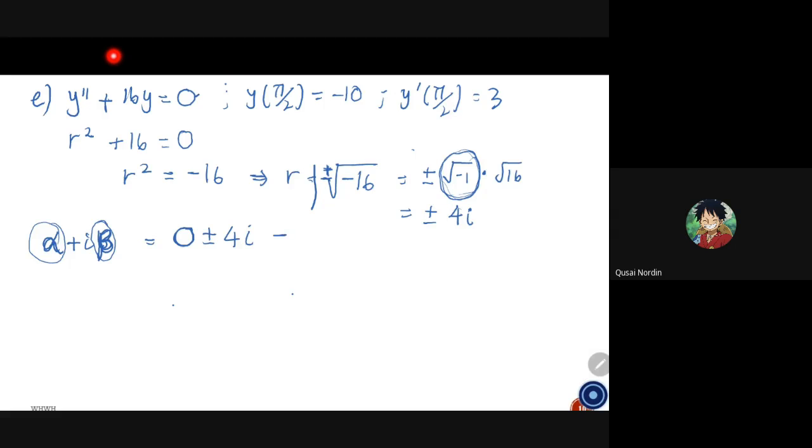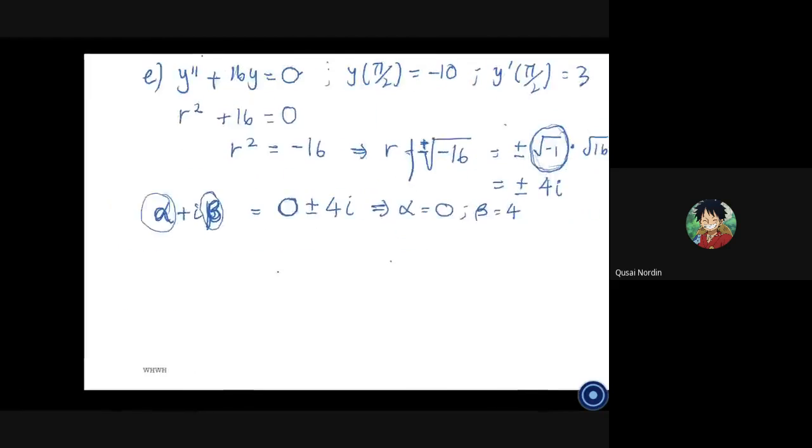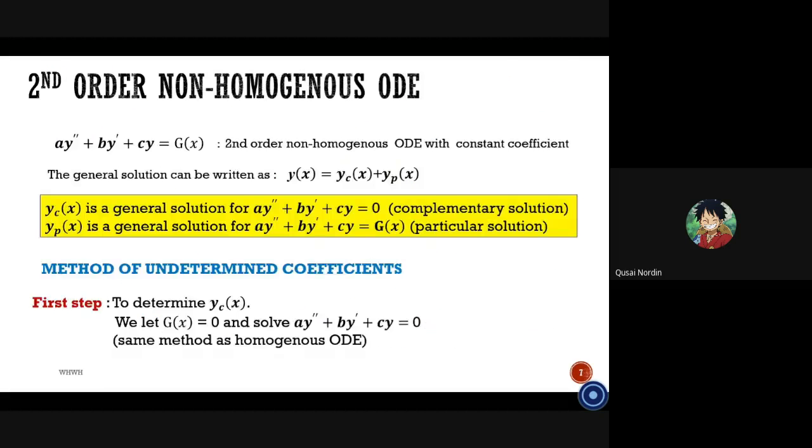So by comparing, we know our alpha equals 0 and beta is equals to 4. Clear everyone? Okay, for the complex number. So from here we use case number 3, and we know what our alpha and beta are.